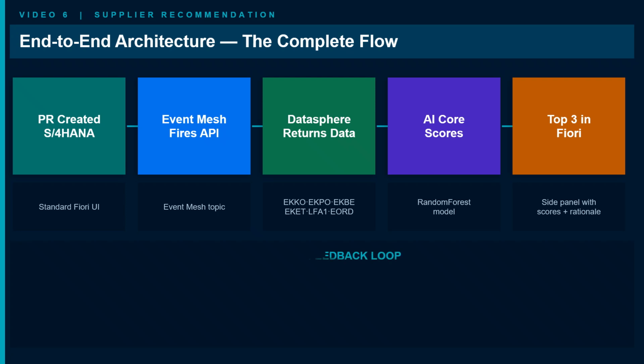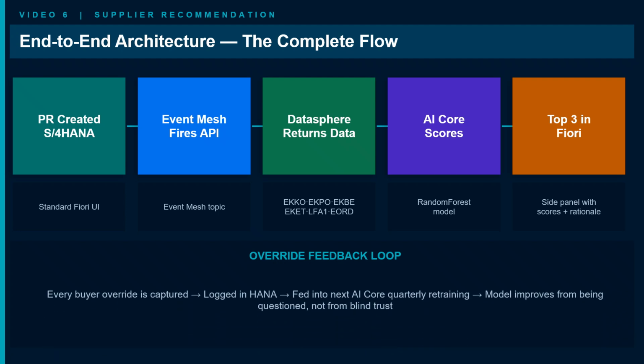And the override feedback loop. Every buyer override is captured, logged to HANA, and fed into the next quarterly training cycle. The model learns from being questioned. High override rates on a specific category or vendor are a signal for model review, not a sign of failure.